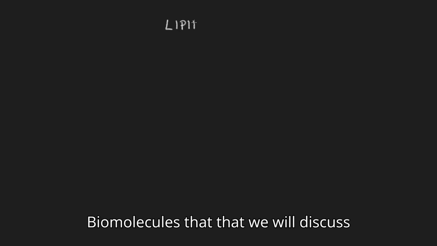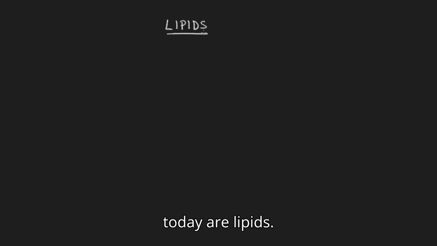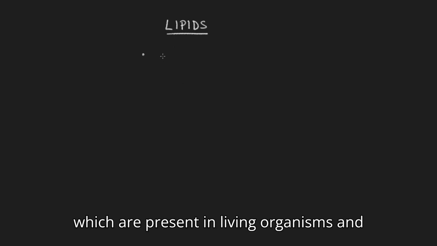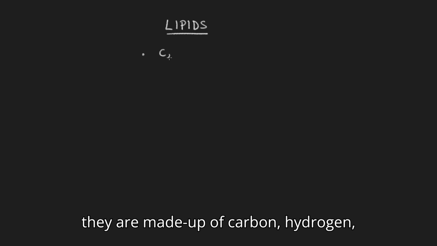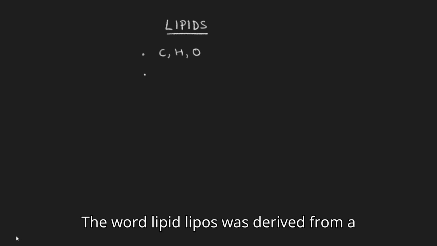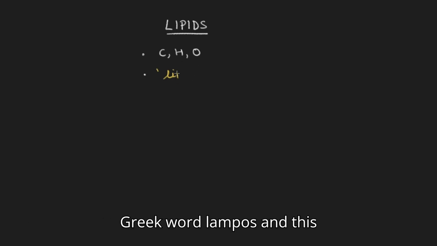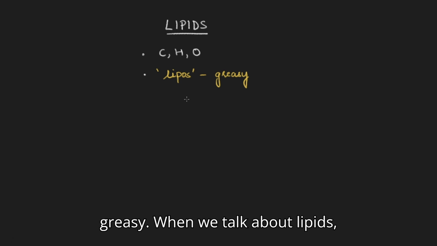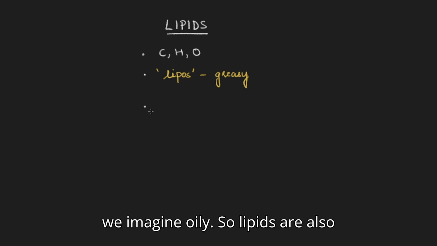The biomolecule that we will discuss today is lipids. Lipids are macronutrients just like carbohydrates and proteins, which are present in living organisms, and they are made up of carbon, hydrogen, oxygen, and other supplementary elements. The word lipid was derived from a Greek word, lipos, which meant oily or greasy. When we talk about lipids, we imagine oil.